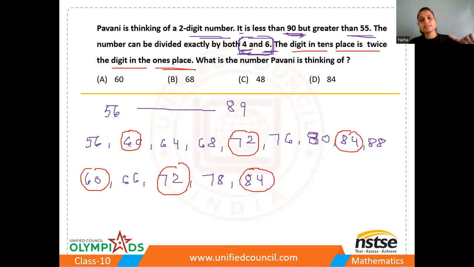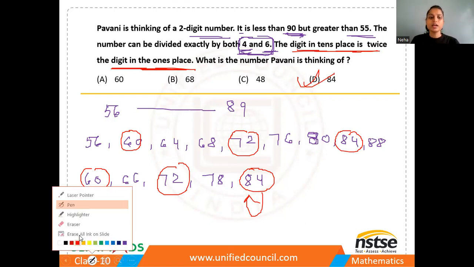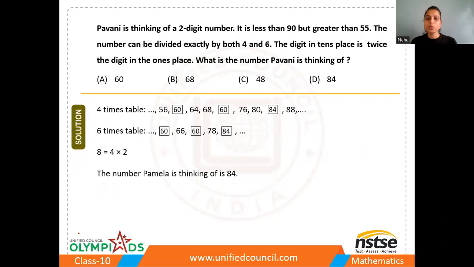Now in the next statement they are saying that the digit in the tens place is twice the digit in the ones place. In which do we have the digit twice? Yes, 4 times 2 is 8. Clear? So what is the number Pavani is thinking of? Yes, this is 84, because 84 satisfies all my conditions. So 84 is the right answer.